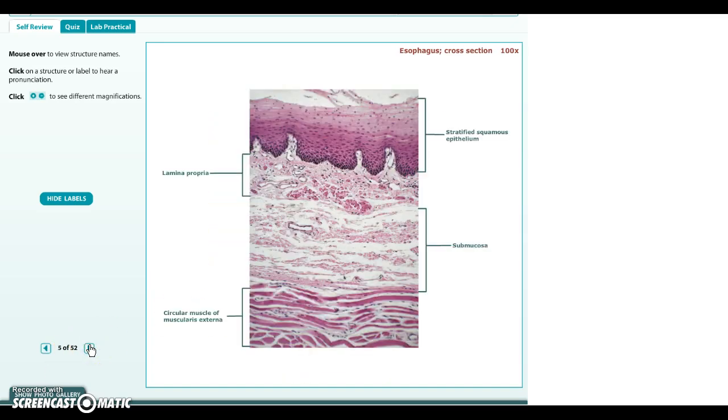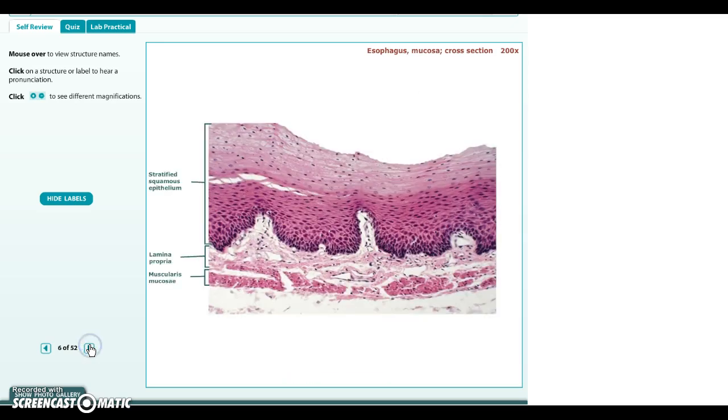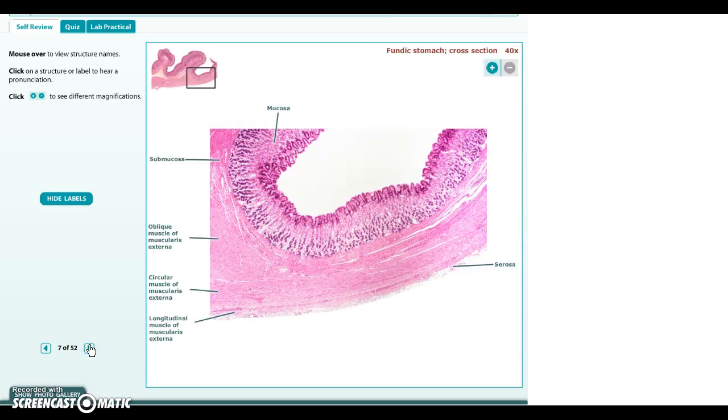All right, we could keep on going with the esophagus, but there's not that much else to see there. On the stomach, the mucosal layer is extremely unique, and it has all of these pits, gastric pits, diving deep in there, and we'll get a closer look at those.